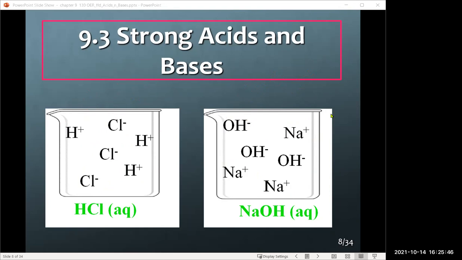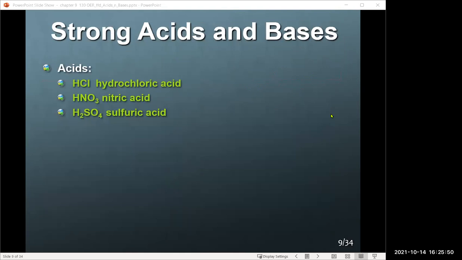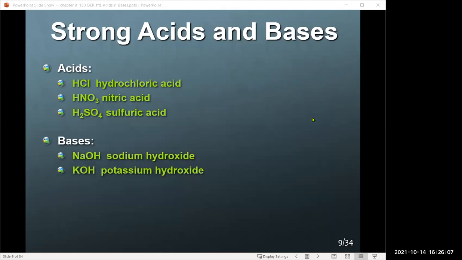This is a representation of a strong acid and a strong base. Okay, so there's 3 of them that we're giving you right now. The first one, HCl, is hydrochloric acid. I mentioned nitric acid, and then sulfuric acid. Okay, sulfuric acid has 2 protons that are generated when you dissolve that in water. Two of the strong bases are sodium hydroxide and potassium hydroxide.